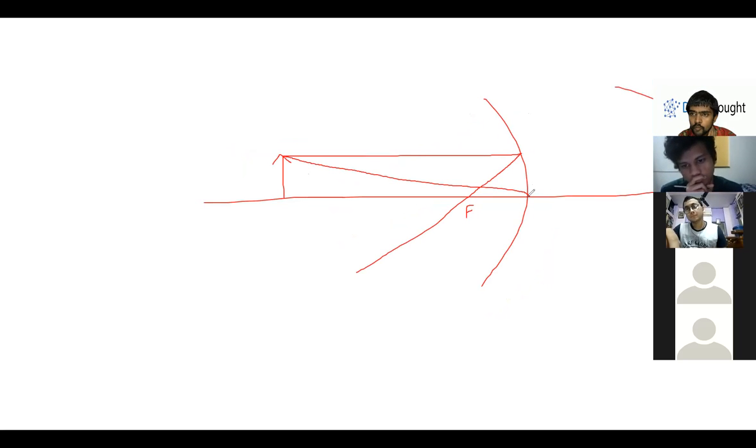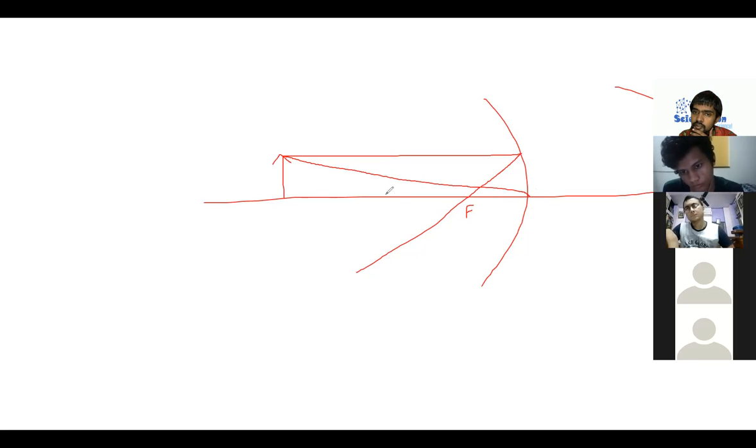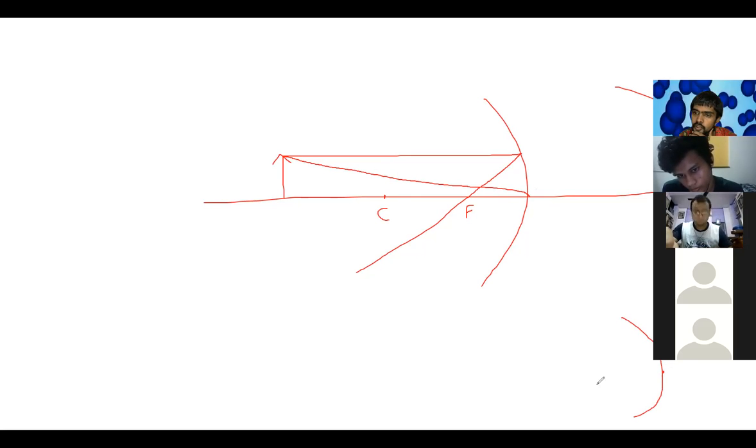Because at the pole, what is the normal? Perpendicular to the axis. At the pole, the normal is the principal axis only. Why? The normal is the line joining this point and the center. The point and the center are joined on the principal axis, no?